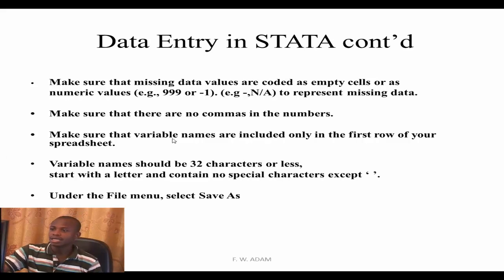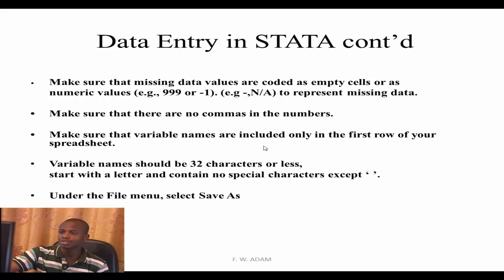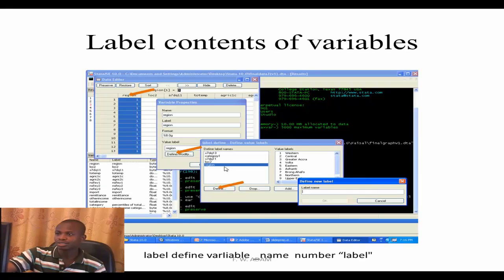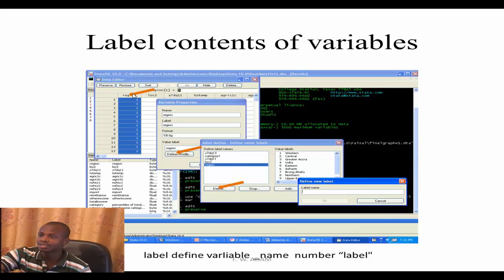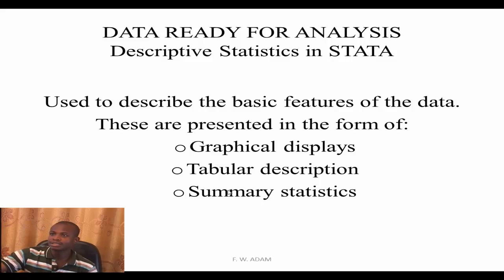All the rules of saving files follow, as we have in Word and other software. How do you label the content of a variable? To label the content of a variable, for instance, region, you double click on the variable, then click on modify, and then you can click on define, and you can define the content of the variable. For instance, if you take region, we have Western, so you type the name of the label as Western, and the value is 1. The name of the second one is Central Region, Greater Accra, and so on and so forth. After doing all of this, your data will be ready for analysis.